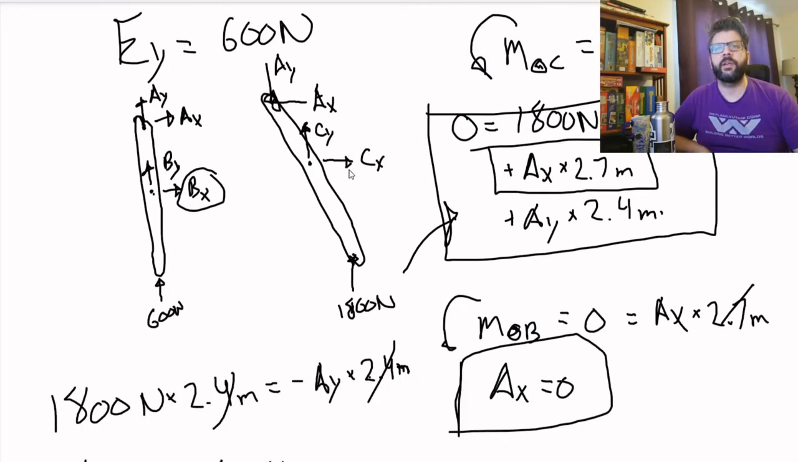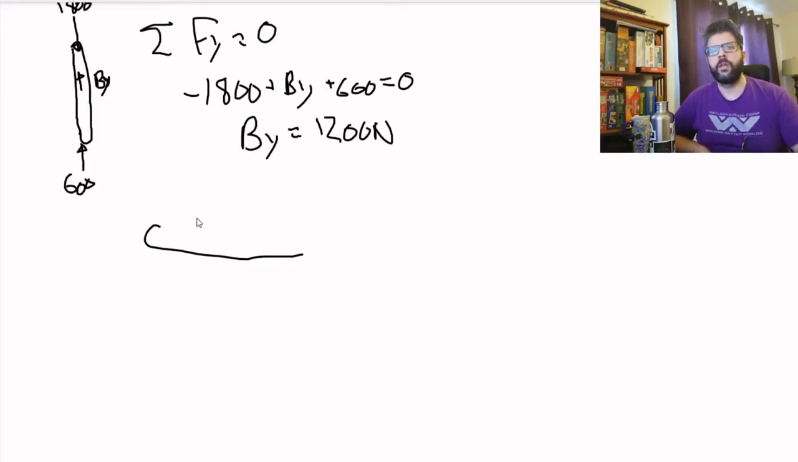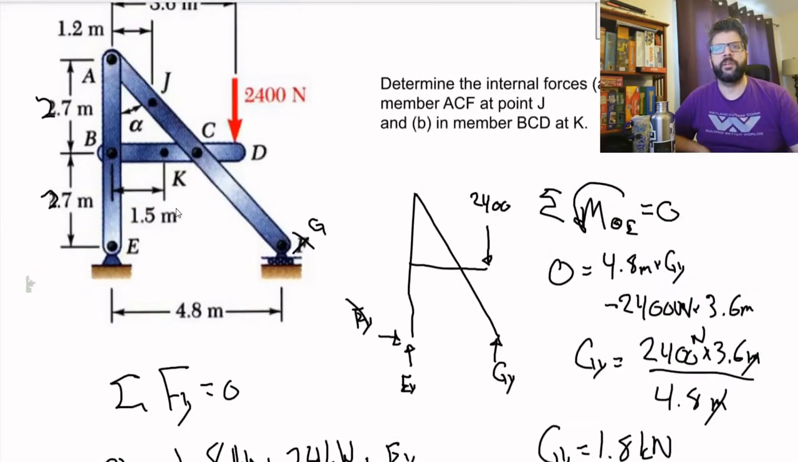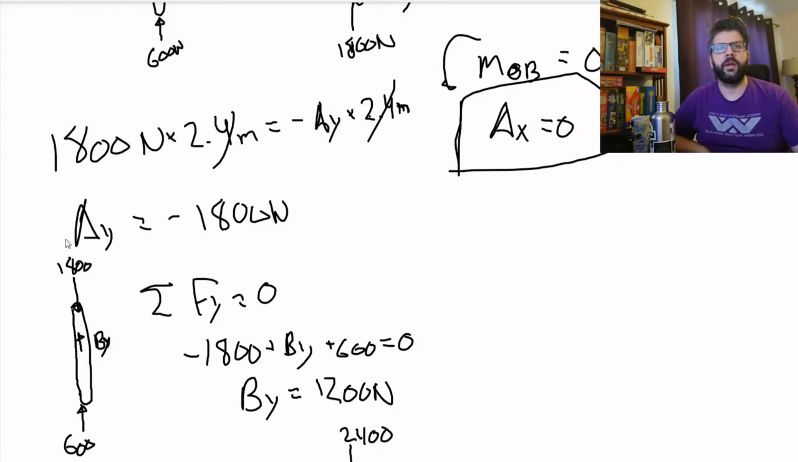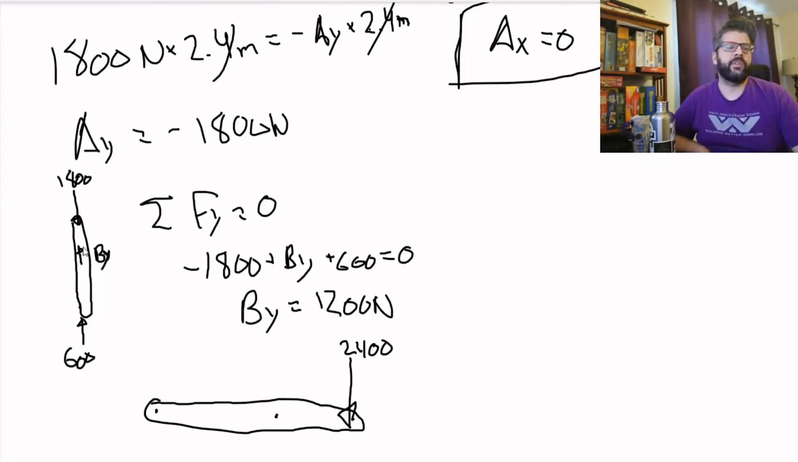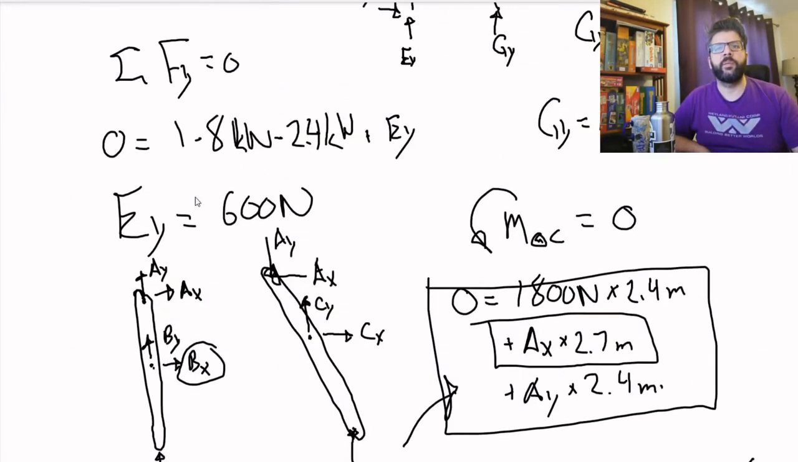Let's just have a look at our bar BCD here. Okay, so we got B, got C, and we've got D where the force is applied. So that is 2400 newtons. Got BY. The initial orientation that we had decided for BY was if a force was being applied upwards on this vertical link here. That means that conversely, an equal and opposite force is being applied to the horizontal link. And then we've got our C terms here.